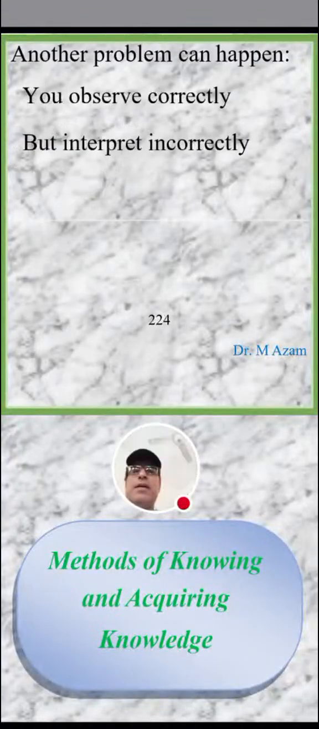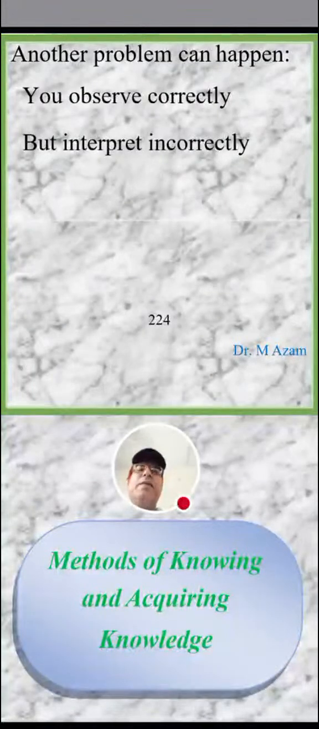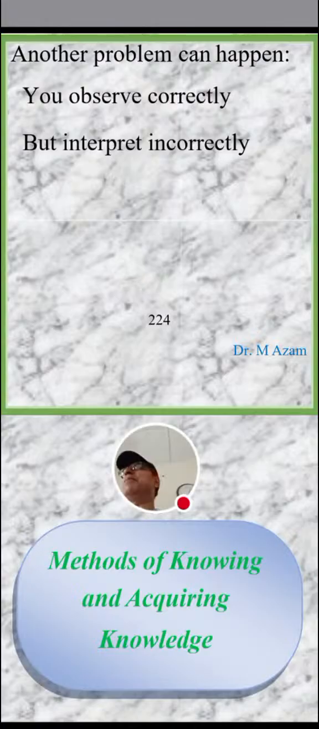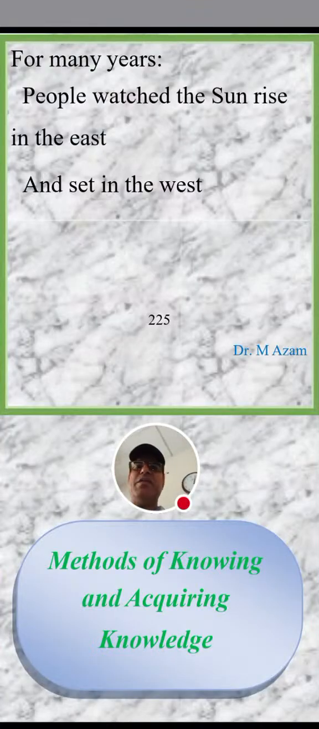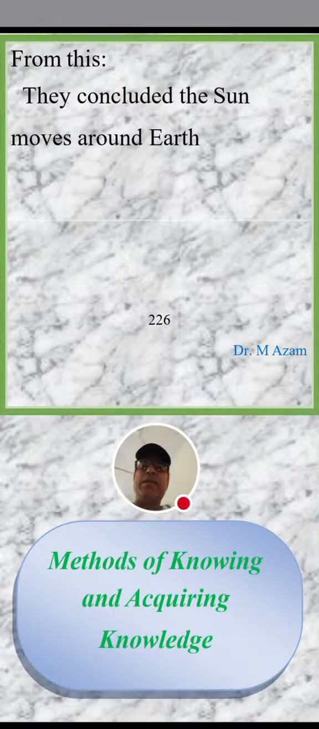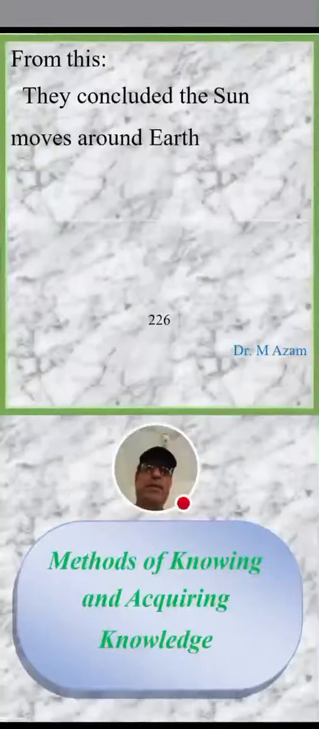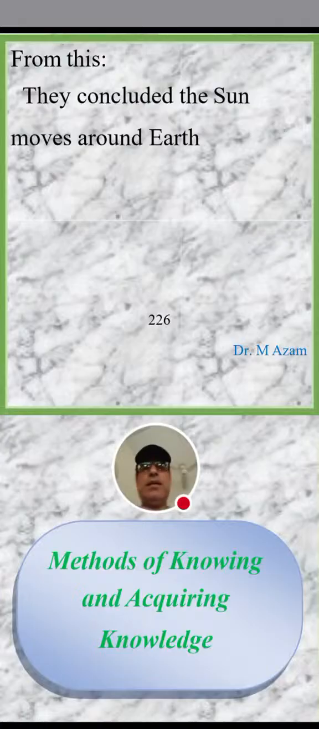Another problem can happen. You observe correctly, but interpret incorrectly. It is another problem with the empirical method, empiricism. For many years, people watched the sun rise in the east and set in the west. From this, they concluded the sun moves around the earth.